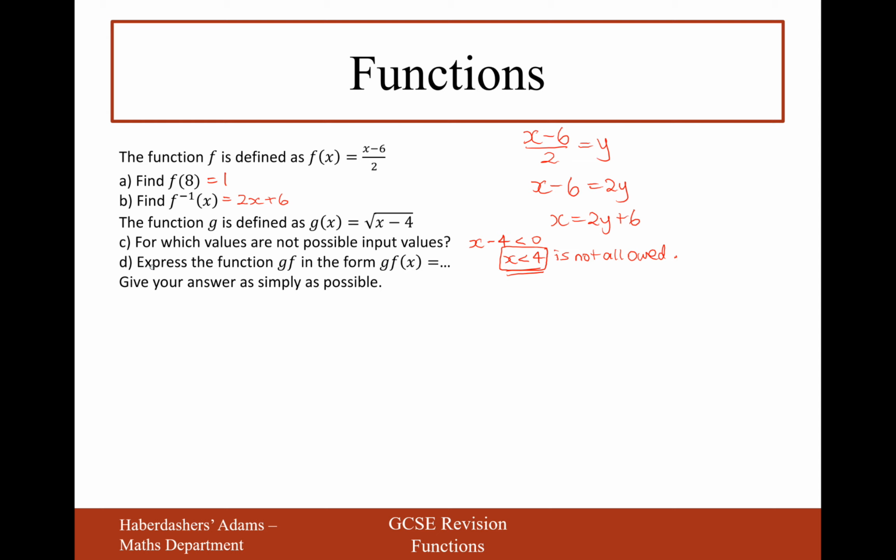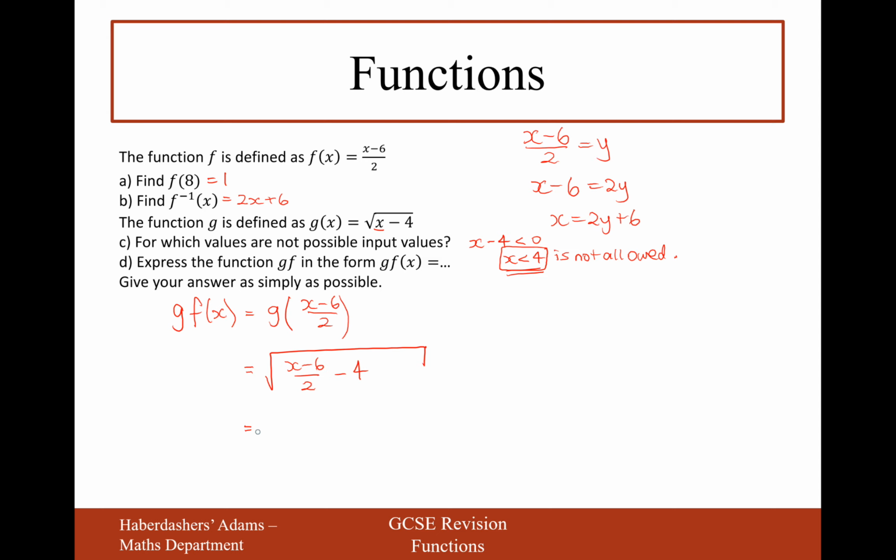Moving on to part D, express the function gf of x in the form g of f equals... So in this question here we write out gf of x equals, and then which function do we do first? It's the f function because that's closest to x. So that's going to be x minus 6 over 2. That's the f function. And then I'm going to take this and put it into the g function. So it's going to be square root, big square root, x. Now instead of x, I'm going to use x minus 6 over 2.